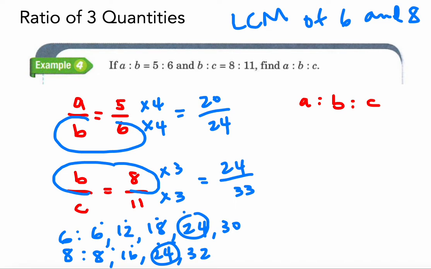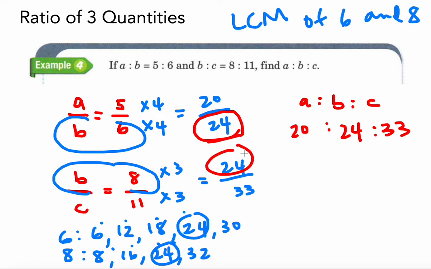So now we have the B's matching. So we can actually combine them into one ratio with the three quantities. A is 20. B is 24 for both. And C is 33. Okay, we needed both those B's to be the same in order to then join those two ratios together under one big ratio. Because if they have two different B's, then they're not comparable. You can't really compare A, B, and C together. B is their one common thread.